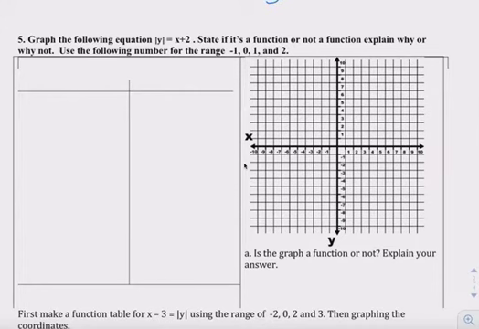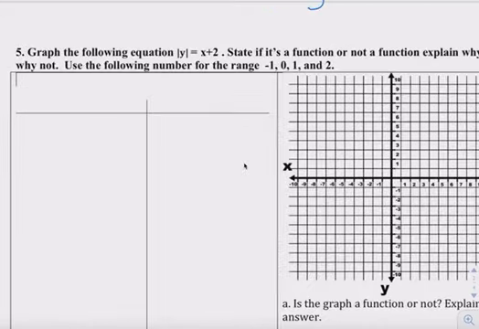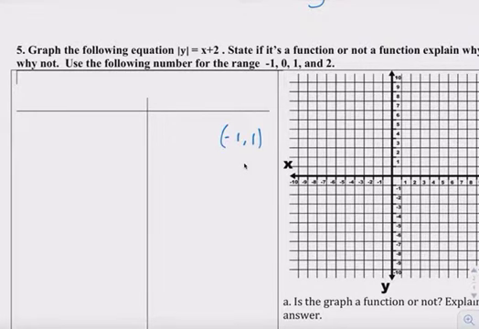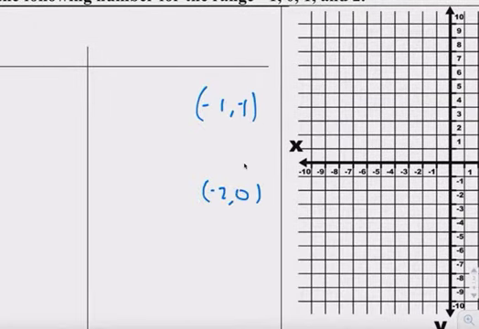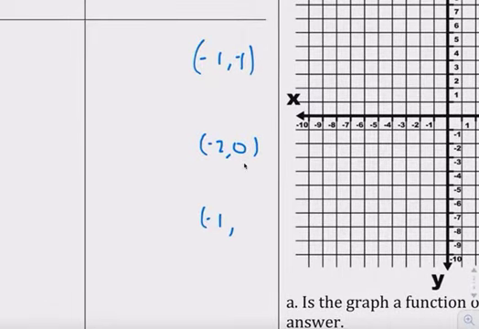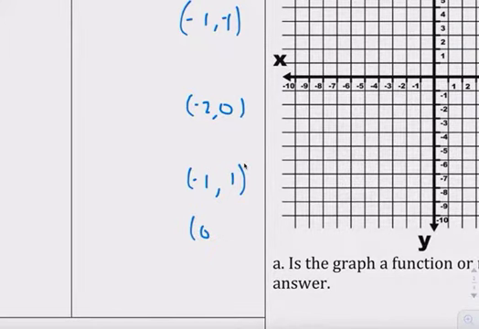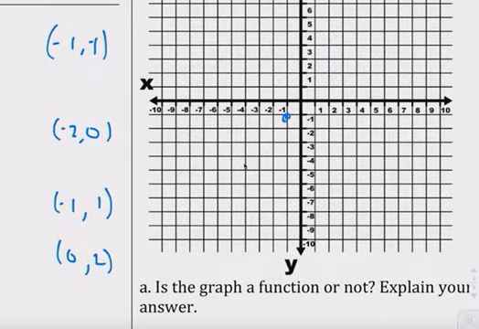This here you should get your answer. Should be negative 1, 1. Negative 1, negative 1. Then the other one should be negative 2, 0. And then negative 1, 1. And then this is 0, 2. You graph that. I made a mistake right there. You graph that.